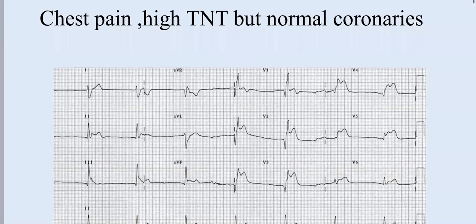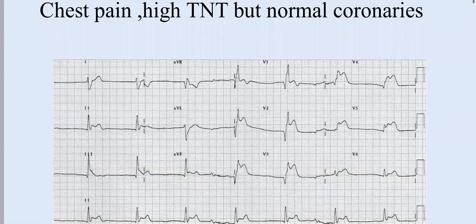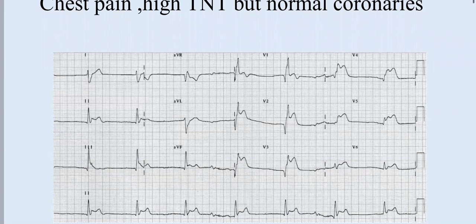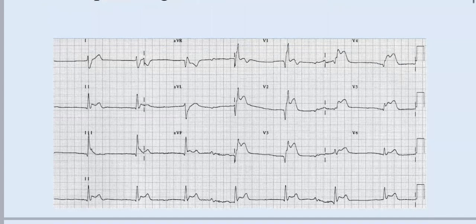I have this patient with chest pain, high troponin, and taken to cath lab, normal coronaries. What do you think about this? This was a patient of stress-induced cardiomyopathy, Takotsubo. Again, it looks like myocardial infarction, and we deal with it just like myocardial infarction.